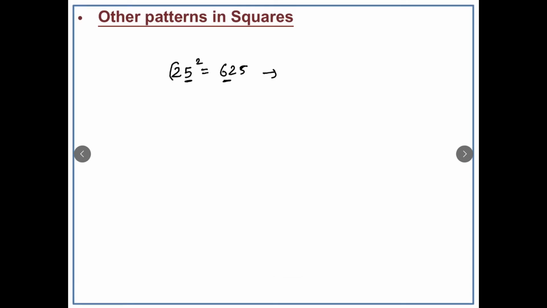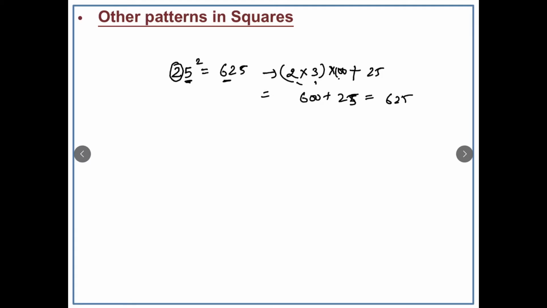The pattern that we have here is, you can see the digit at the tens place here is 2, so we'll write 2 and multiply it with its next natural number, which is 3. So 2 into 3 is 6, and we'll write this into 100 plus 25. This means 2 into 3 is 6, 6 into 100 is 600, plus 25, which is again 625. So whenever you have a number having 5 at the unit place, you can use this method to find the square of that number.